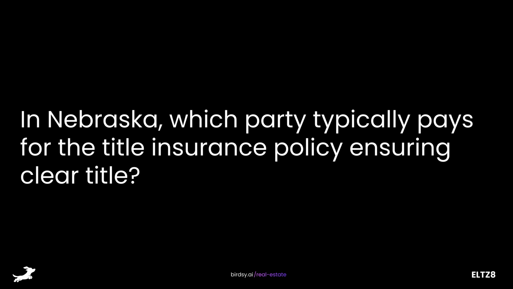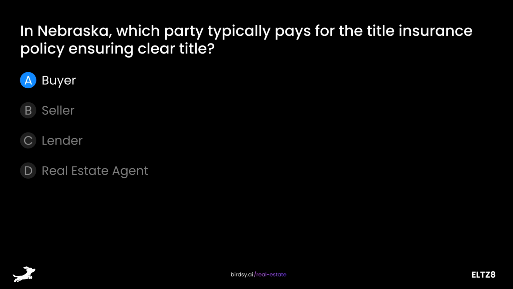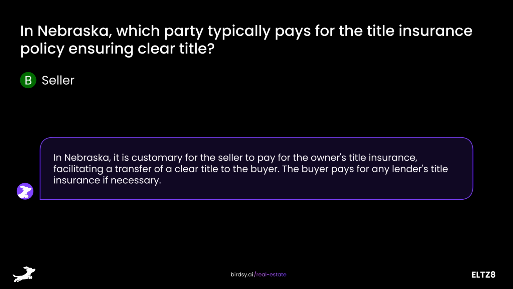In Nebraska, which party typically pays for the title insurance policy ensuring clear title? Is it A, buyer, B, seller, C, lender, or D, real estate agent? The answer is B, seller. In Nebraska, it is customary for the seller to pay for the owner's title insurance, facilitating a transfer of a clear title to the buyer. The buyer pays for any lender's title insurance if necessary.